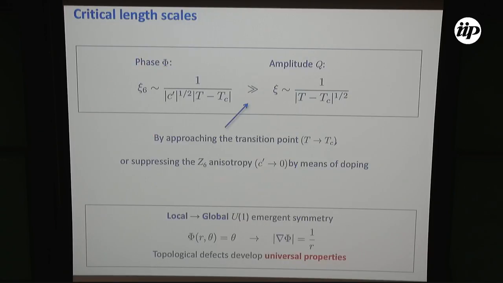So we can easily arrive at a situation in which this second correlation length is much larger than the first one. If this happens, then we are in the U1 region, in which we lose the information about the sixfold symmetry breaking, and then this emergent U1 symmetry will dominate the properties of these topological defects. And then, again, they become totally analogous to superconducting vortices. So what kind of properties can we expect?